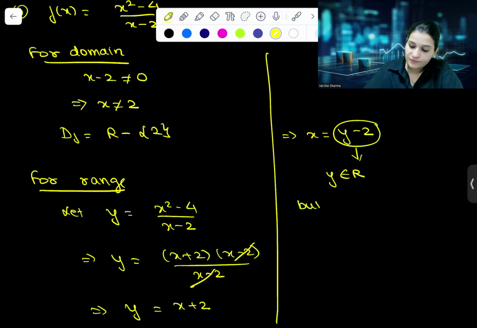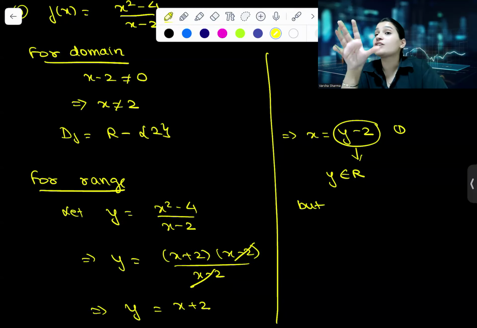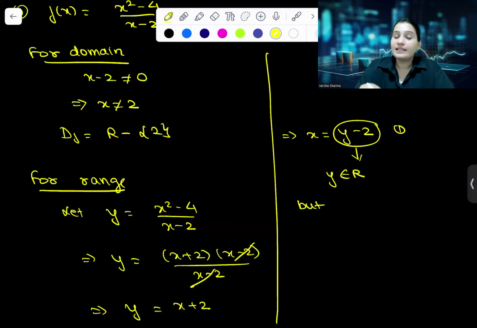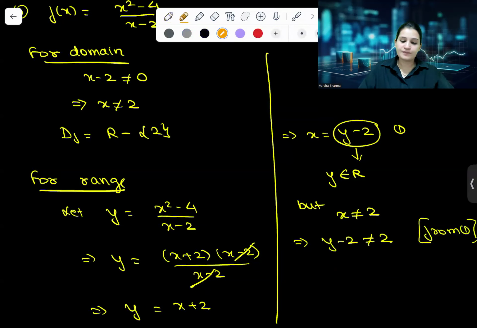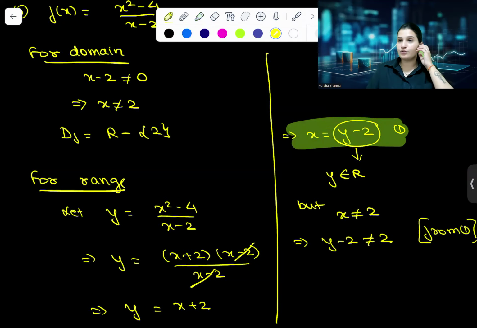But since this was the only sum till now where the simplification was done, when we were doing that, I removed x, right? x was not allowed to be 2, right? So in that case, x is not allowed to be 2. So from 1, if I write y minus 2 is not allowed to be 2, I replace the value of x from the range part. Is it understood? x is not equal to 2.